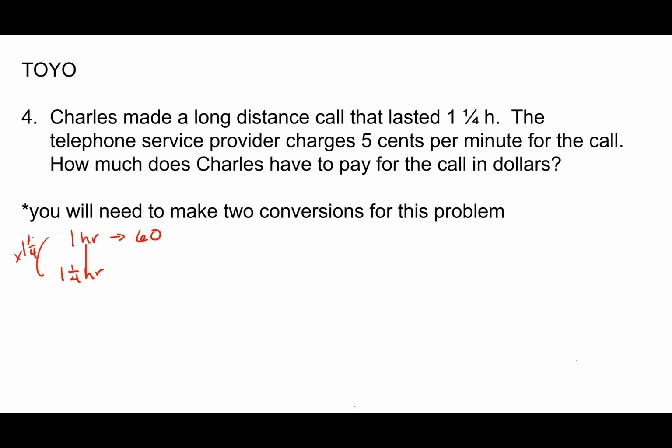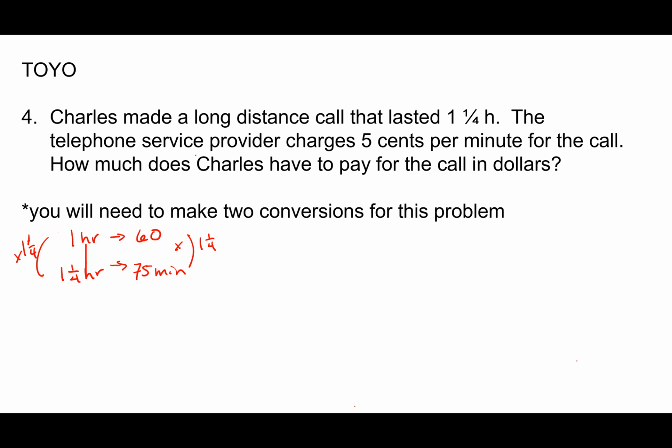You can't see it? 1 1/4. So we're going to multiply 60 times 1 1/4. And that gives us 75 minutes. That's the first conversion. Okay, so it's a 75-minute phone call.